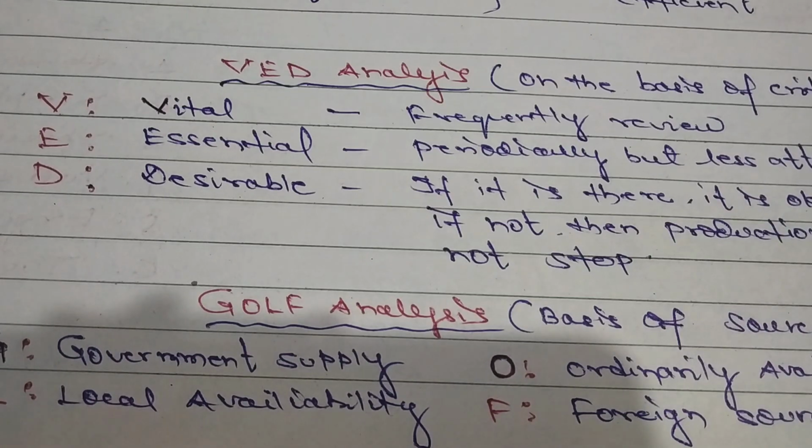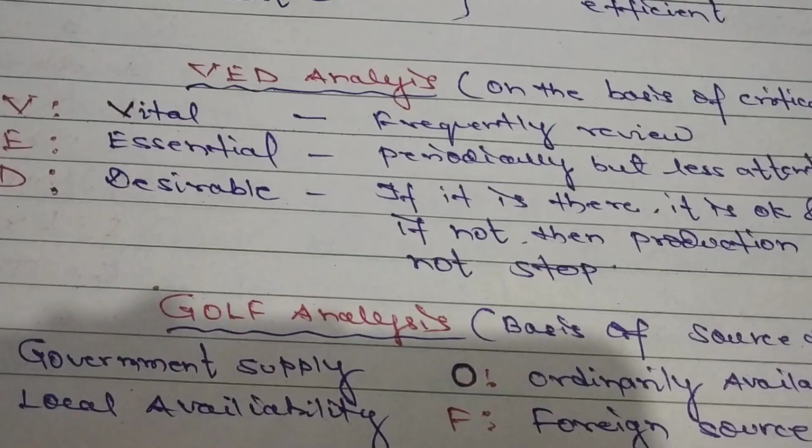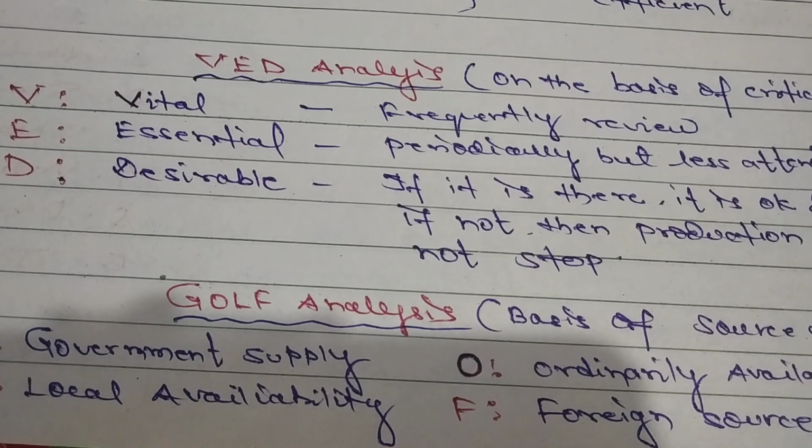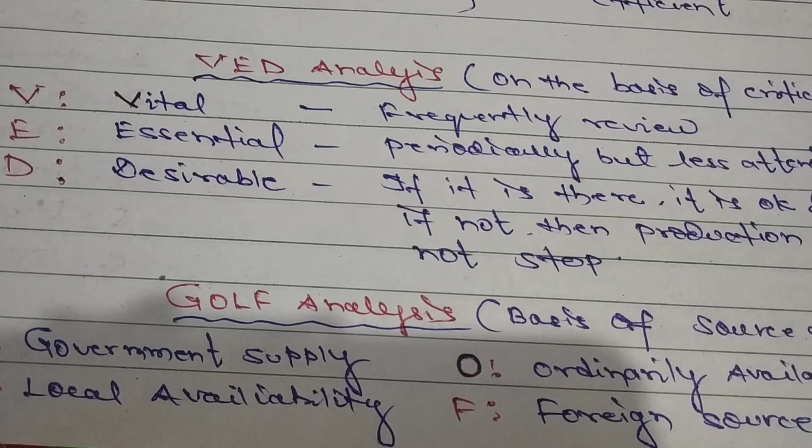And F for foreign source. Foreign source is one of the critical sources, because the lead time for purchasing raw material and bringing components or spare parts from another country is a lengthy process, and sometimes it requires 2 to 3 months after giving the orders. So you have to be very sure about raw material which comes from foreign sources. You have to take much care and give special attention to these items immediately. So this is all about GOLF analysis.